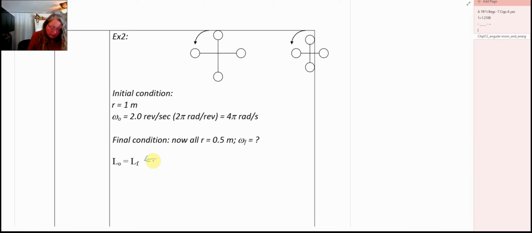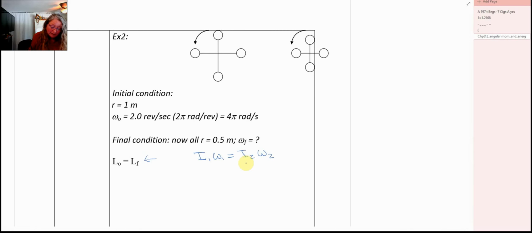So angular momentum is conserved, so this is going back to this: I1 omega 1 is going to equal I2 omega 2. Or the initial angular momentum will equal the final angular momentum. This is what I hinted at in the beginning, and so now we can actually see this in motion.